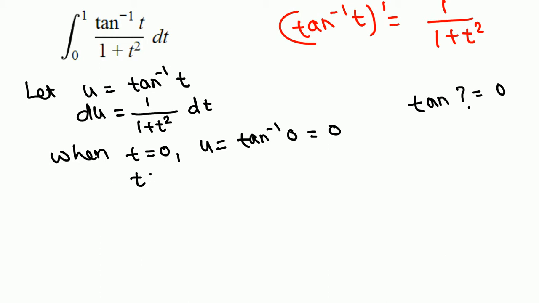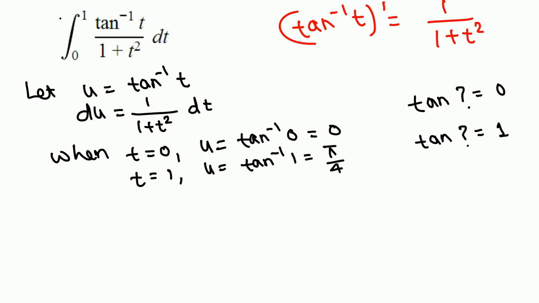And when t equals the upper limit 1, what is u? u will be inverse tangent of 1. What is inverse tangent of 1? That means the tangent of what angle gives you 1, and this angle should be in radians, and we know the tangent of pi over 4 is 1. So inverse tangent of 1 is pi over 4.